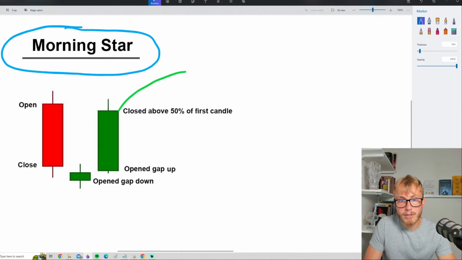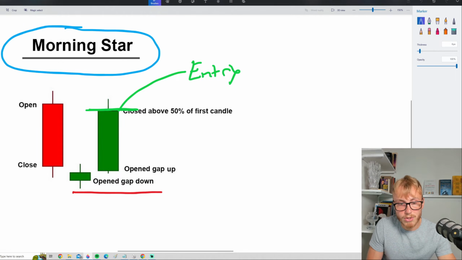The entry point of this pattern is usually at the close of the green candle. Some traders even wait for one more confirmation candle, so they enter at the close of a next green candle, but many traders also enter at the close of this candle right here. So this is our entry point. As for our stop loss level, the most common way to set your stop loss is to set it just below the lowest point of the second candle.